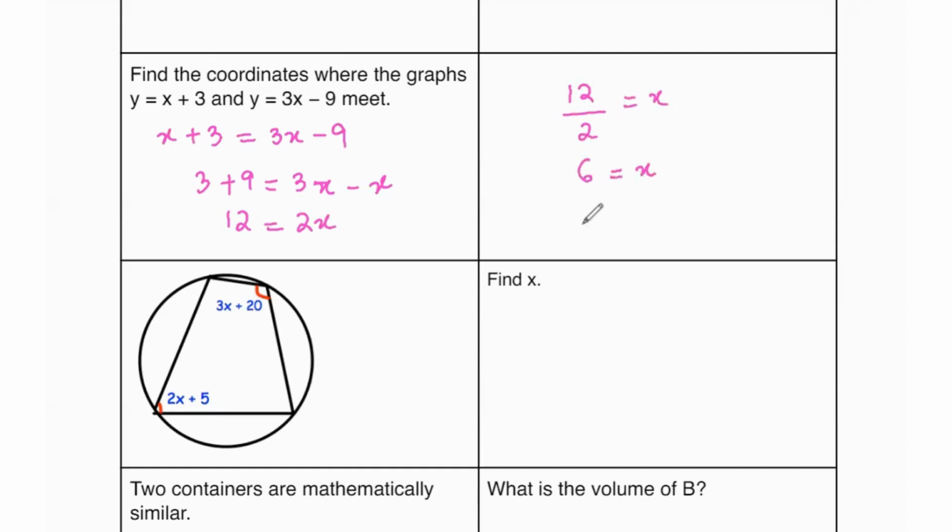So to find the coordinate of y, we're going to substitute x into either of the equations. I'm going to pick the first one because that's going to be less time consuming. So 6 plus 3, and that is 9. So coordinates are (6, 9).